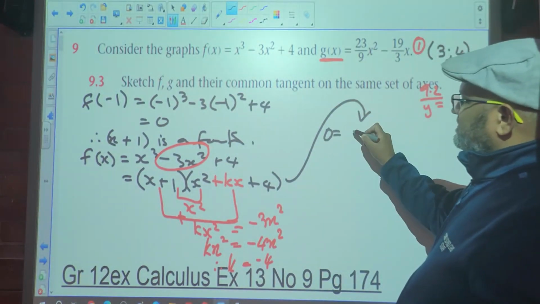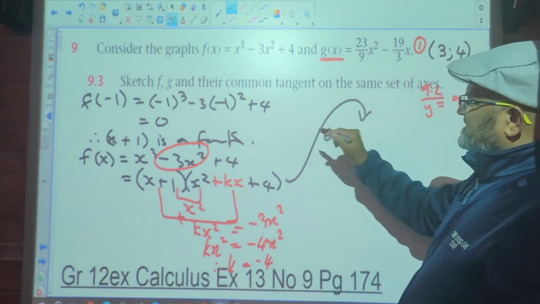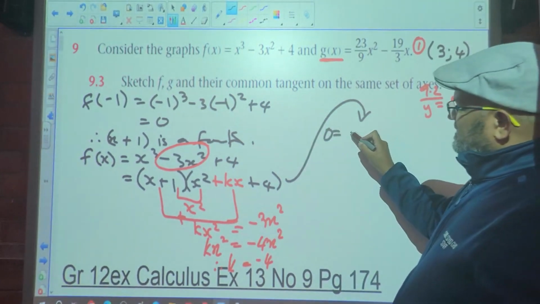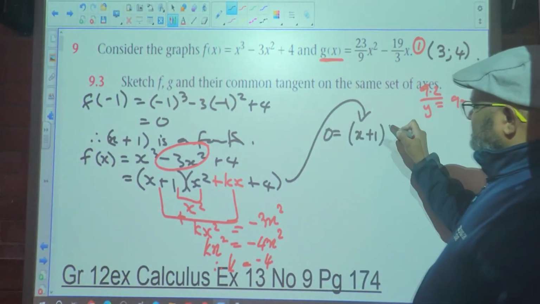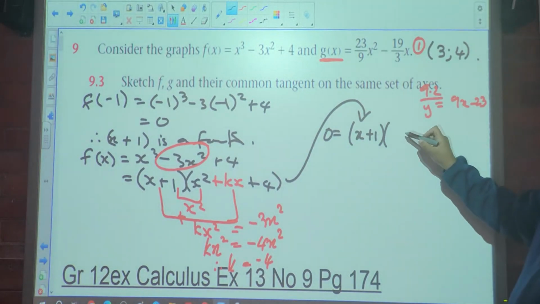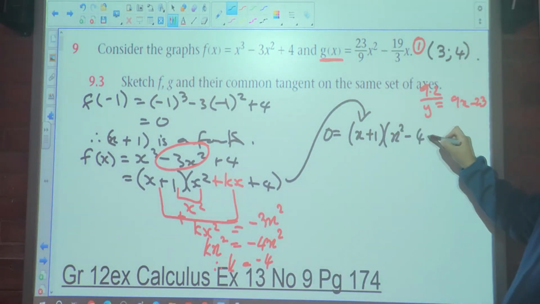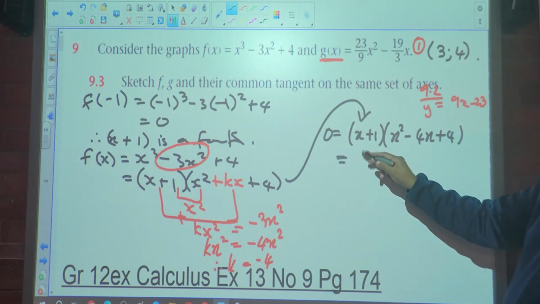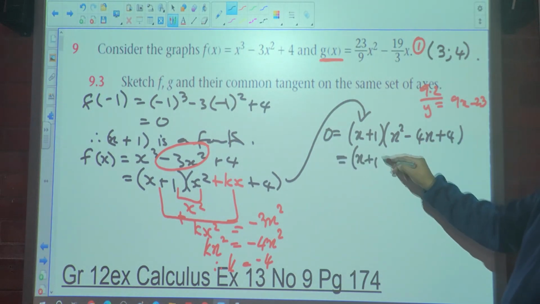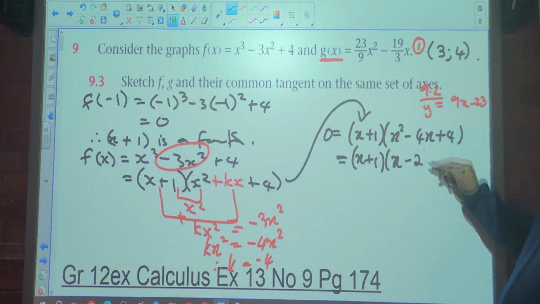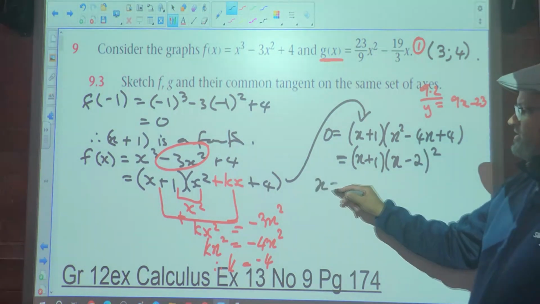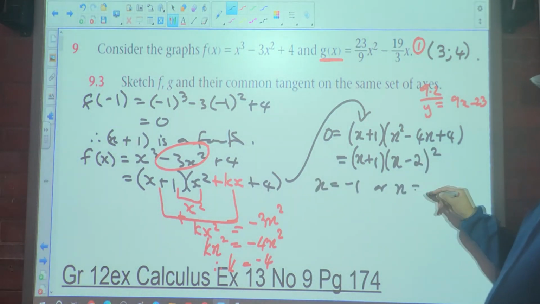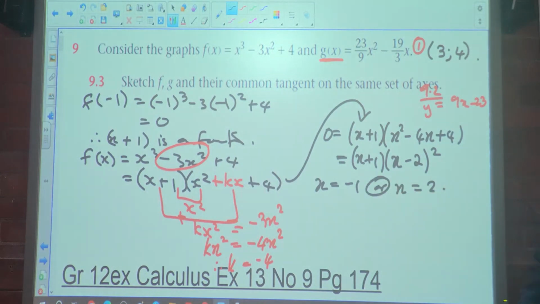My equation now reads 0 is equal to, I'm working out our x-intercepts here, with y equal to 0. So it's x plus 1 into x squared minus 4x plus 4. A perfect square trinomial, which is going to be x plus 1 and x minus 2 squared. So x is equal to negative 1 or x is equal to 2. Okay, those are my x-intercepts.